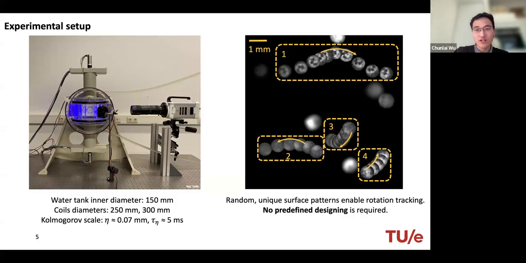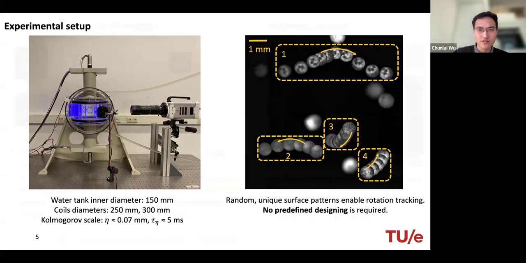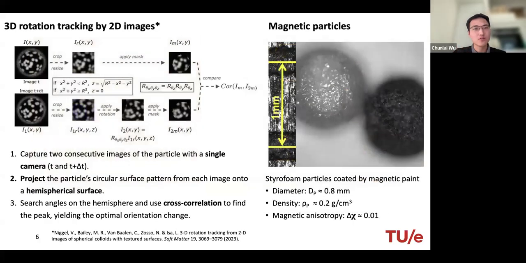The key point here is that every particle has a unique and different surface pattern. And the advantage is that we do not need to predefine or do any pre-designing for the surface pattern on those particles. So how do we do this rotation tracking? We actually use an algorithm developed by another group in Zurich, which has already been widely used in capillary flows, but now we apply it to turbulence.